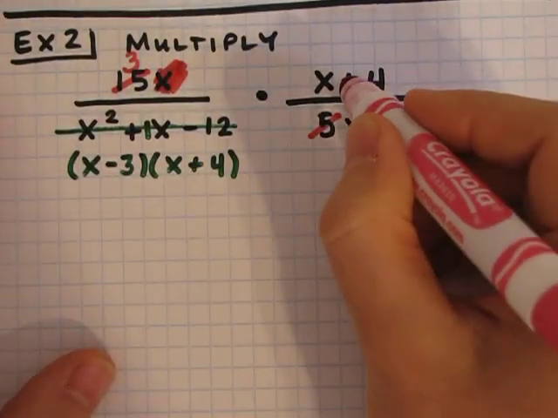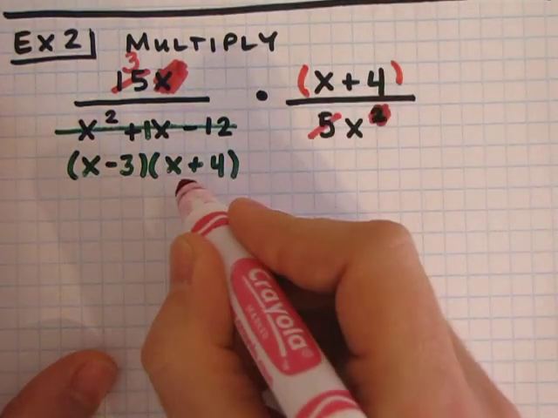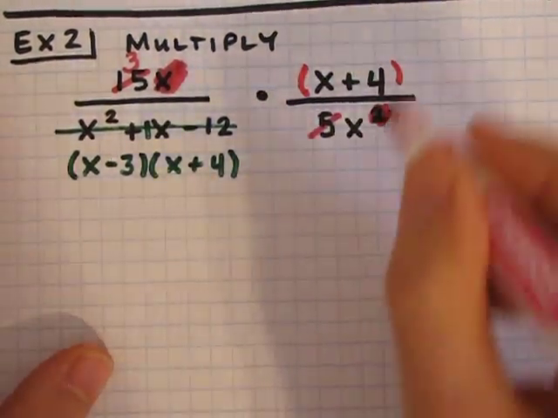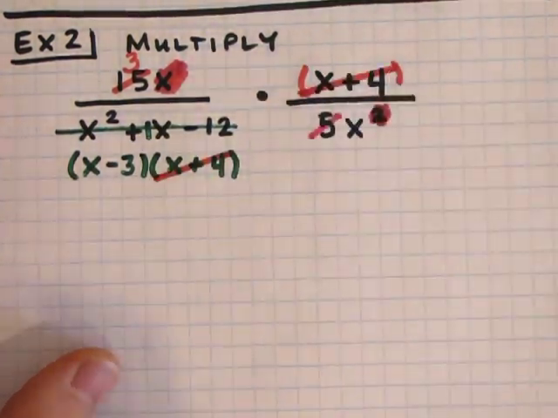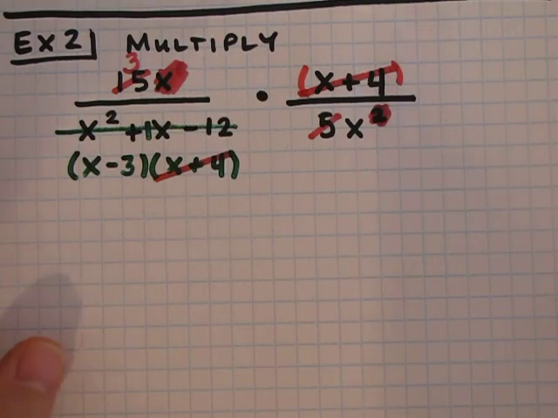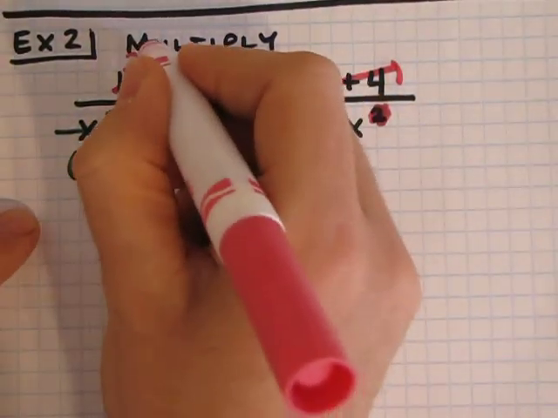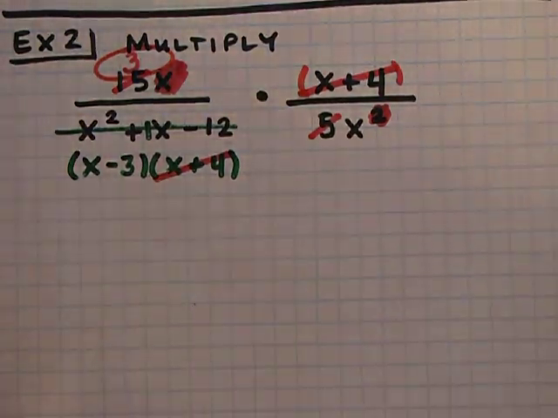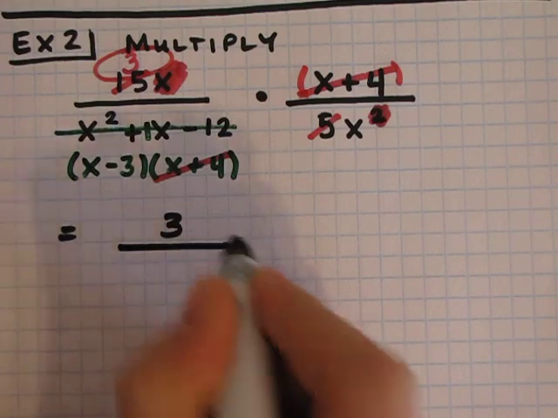Finally, we have an x plus 4 factor, and we have another x plus 4 factor in the denominator. Remember, they have to be numerator and denominator to cancel. So I'm going to cancel those out. And once we do that, let's look at what we've got left. In the numerator, there is nothing but a 3. So my final answer is going to have a 3 in the numerator.